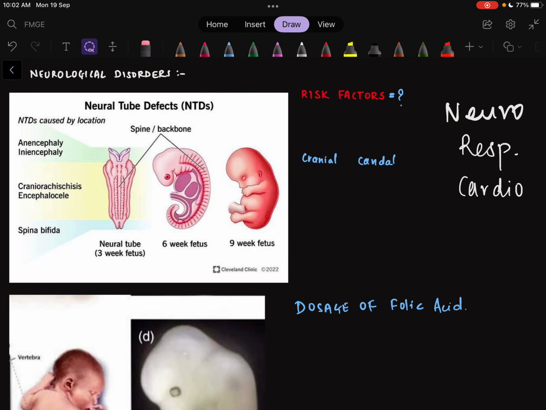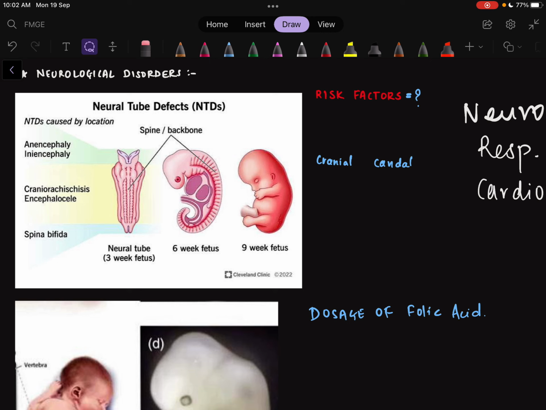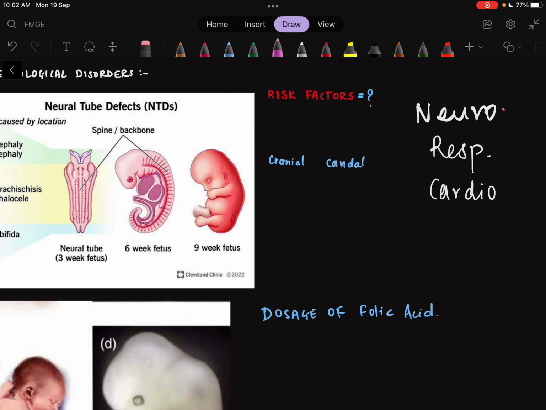Welcome guys to the pediatric revision part 5. In this we will see the neurological disorders, respiratory disorders and cardiovascular disorders in the babies.